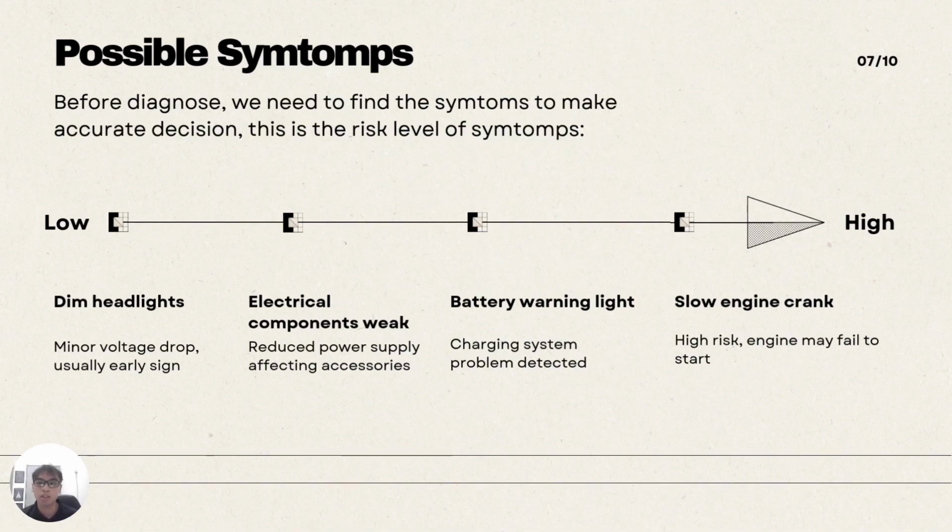The second one is weak electrical components. This reduces power supply, affecting accessories. The third one is the battery warning light. This indicates a charging system problem. Next, slow engine crank. This is very high risk as the engine may fail to start. Recognizing these symptoms helps us to make accurate decisions during troubleshooting.